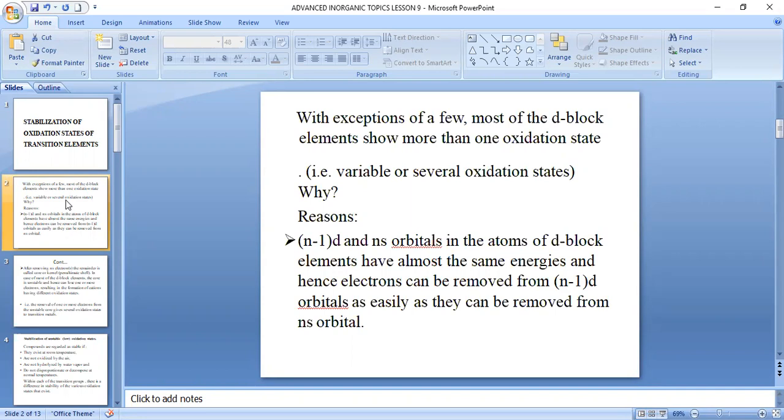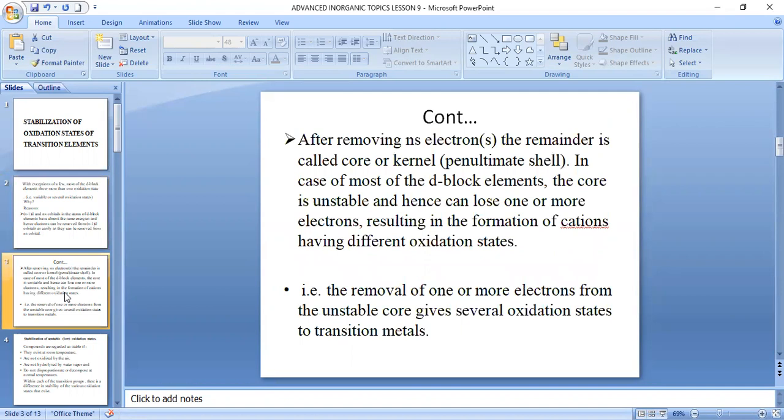There are mainly two reasons why they show several oxidation states. The first reason is that (n-1)d and ns orbitals in the atoms of the d-block elements have almost the same energies, and electrons can be removed from (n-1)d orbitals as easily as they can be removed from the ns orbitals.